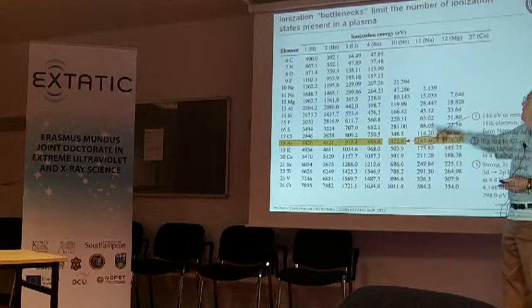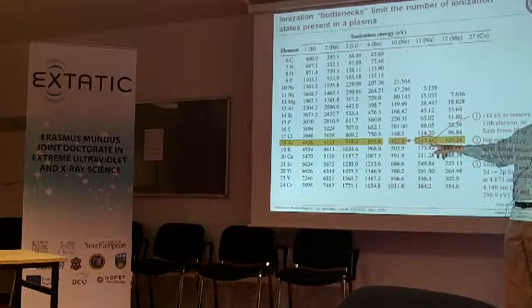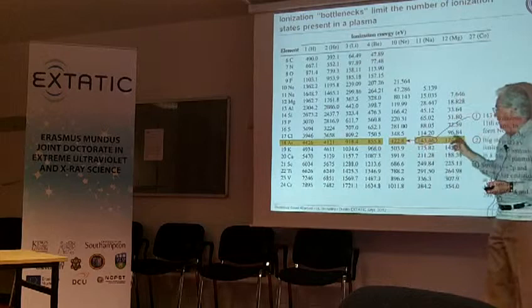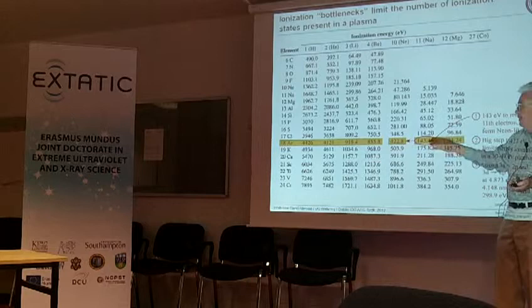Now you need more energy. It's more tightly held because the nucleus has got 18 protons, so it's still pulling. And so to remove the 11th electron takes 143 eV. So this says that you need a plasma that has electrons in it with this kind of energy, 150.